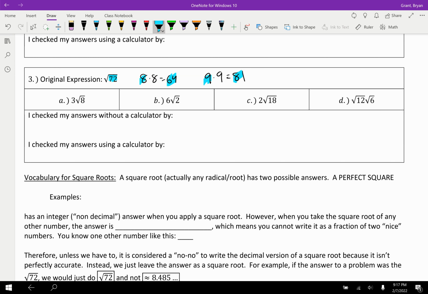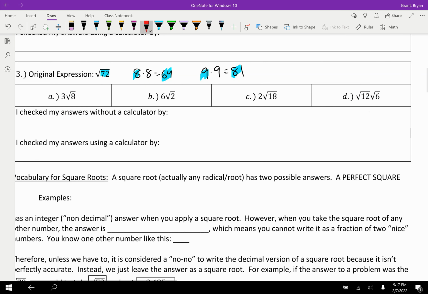There is an answer to the square root of 72. We just don't know it. And to make matters even trickier, none of these numbers down below give us a good indication of what the right answer is. None of them are decimals, and it seems weird that 3 and 8 would be 72 or 6 and 2. This 12 and 6 seems like, 12 times 6 is 72.